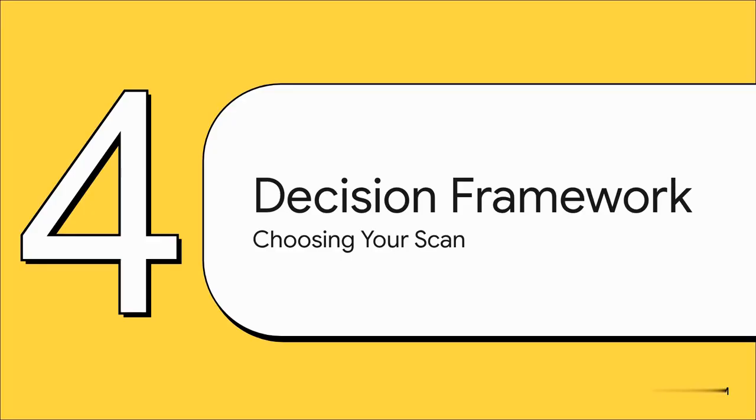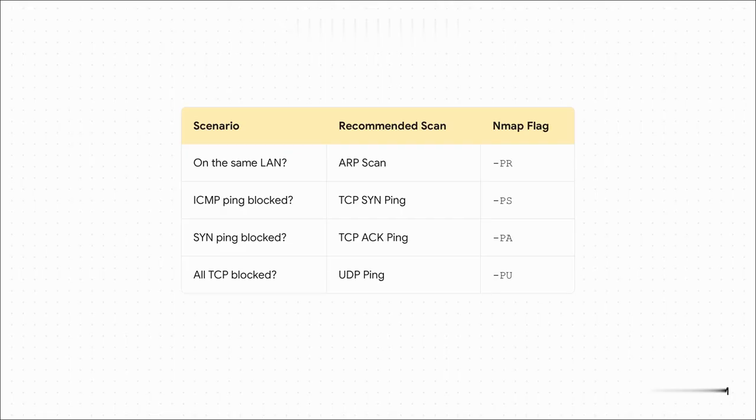So we've covered a whole bunch of awesome tools: ICMP, TCP SYN and ACK, UDP, and ARP. The big question now is, how do you decide which one to use? Let's tie it all together with a simple, practical game plan. All right, here's your cheat sheet. It's a simple flowchart. First question, are you on the same local network? If yes, just use an ARP scan. It's the best tool, period.